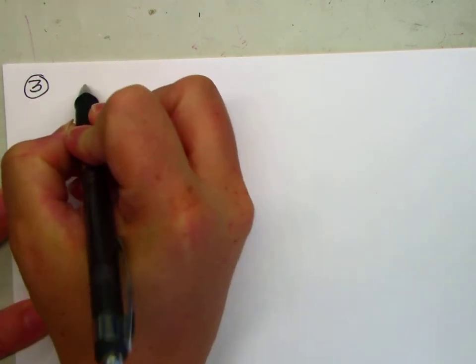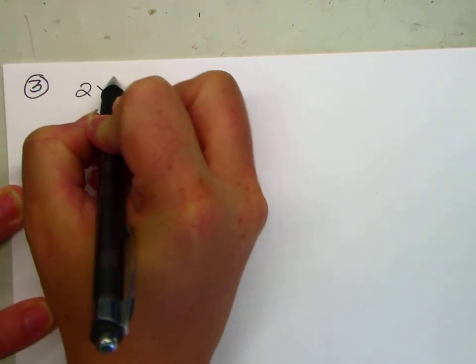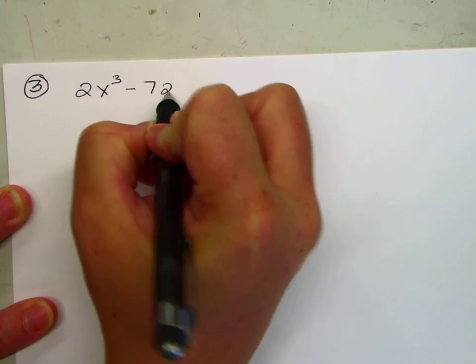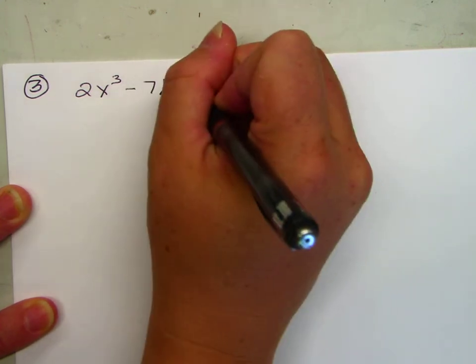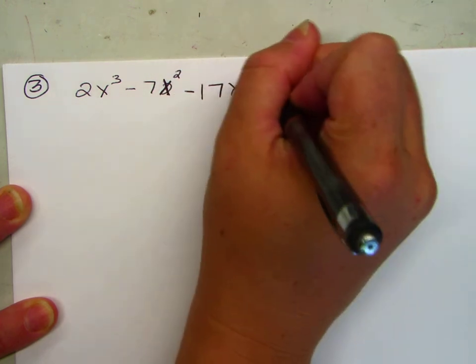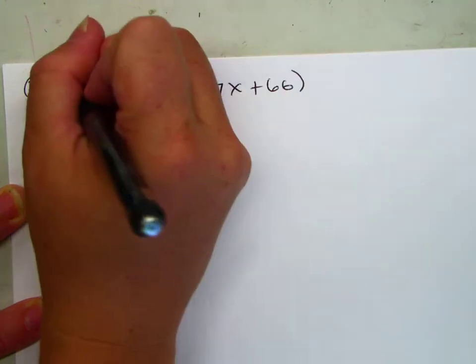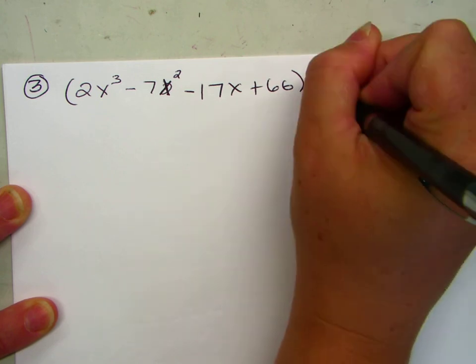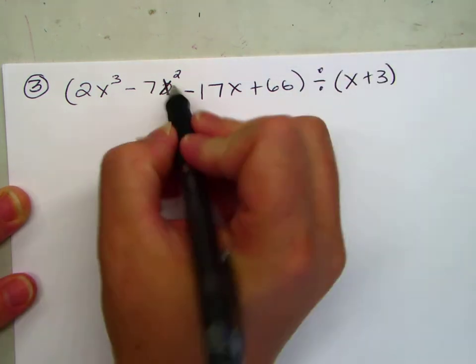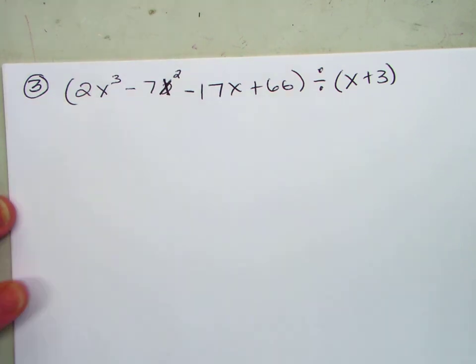Okay? All right, so number 3, let's jump right in. Make sure you can see this. All right, so the way I write it, this is what's going to be given to you. It's going to be written like this. 7x squared minus 17x plus 66 divided by x plus 3. If you've seen this before, pause the video, try it on your own, and then check that you did it right as I go through.